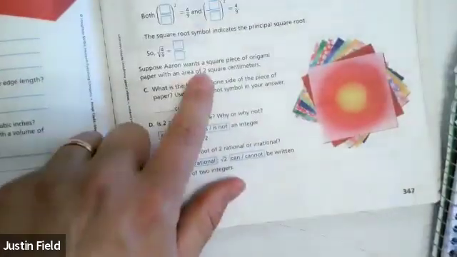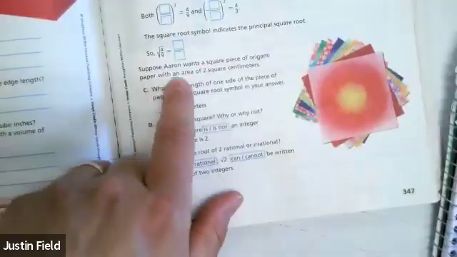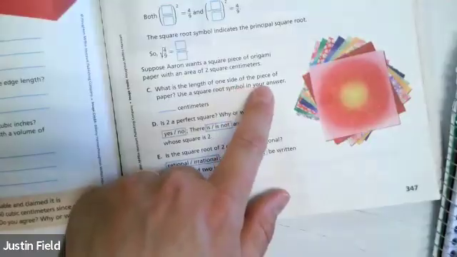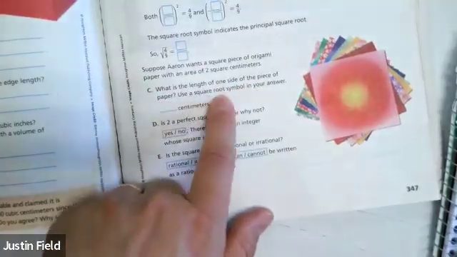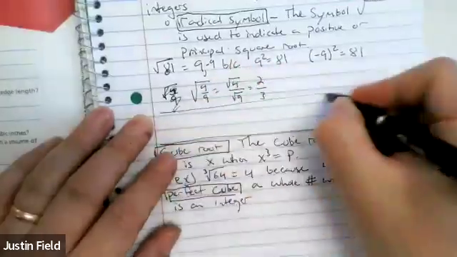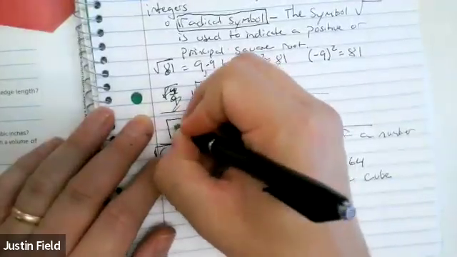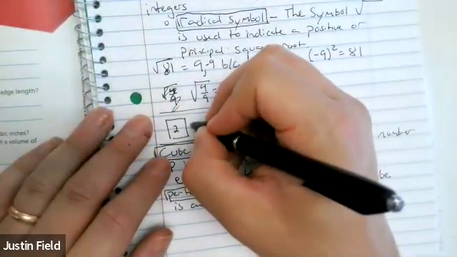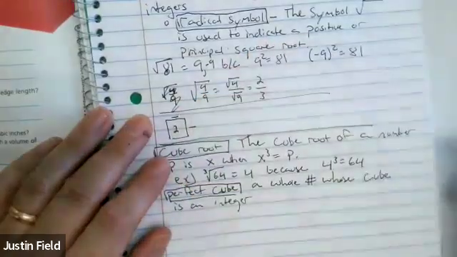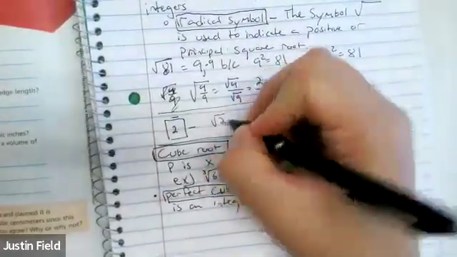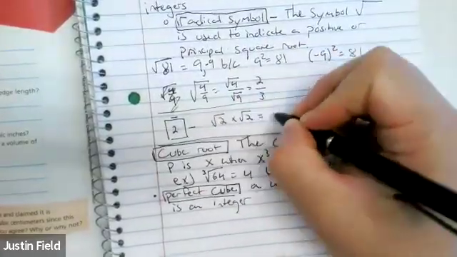Okay, suppose Aaron wants a square piece of origami paper with an area of 2 square centimeters. What is the length of one side of the piece of paper? Use a square root symbol in your answer. So if Aaron wants the area of a square that's 2, what could the side lengths be so that they multiply to 2? Well, like we talked about, it'd be the square root of 2 times the square root of 2, and that's 2.